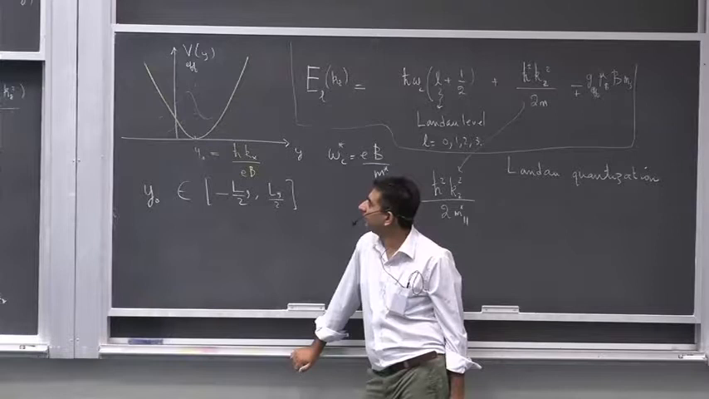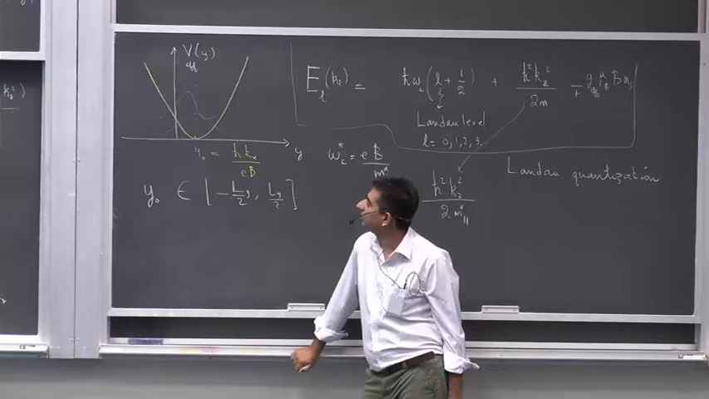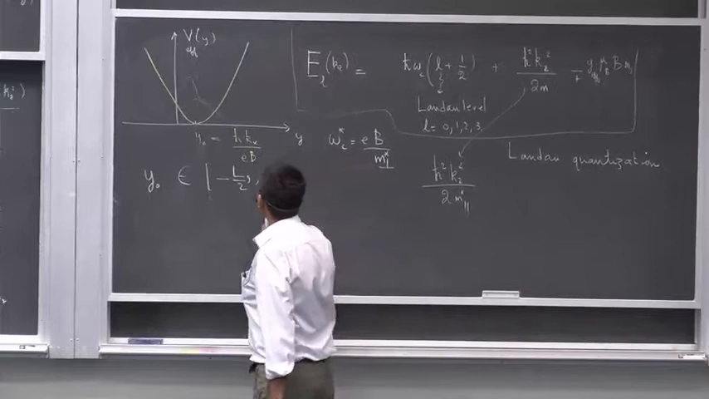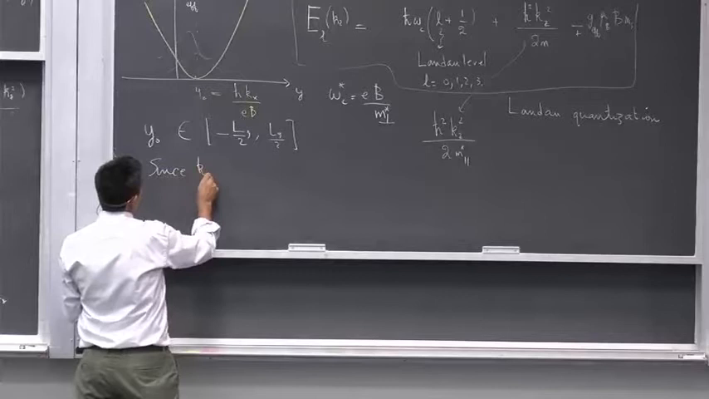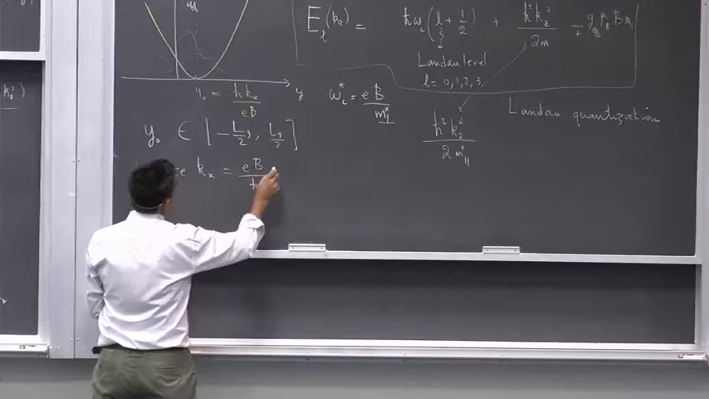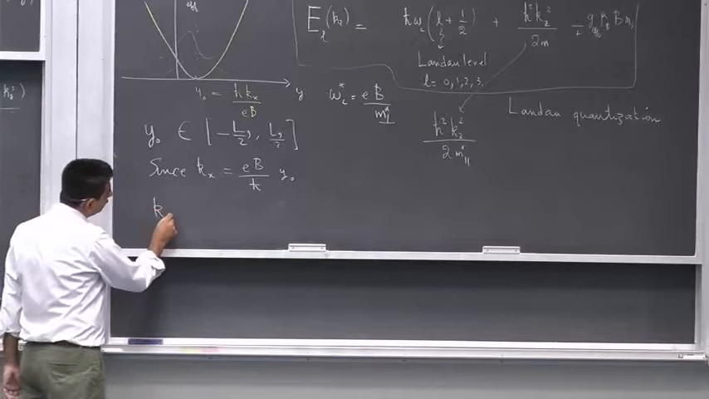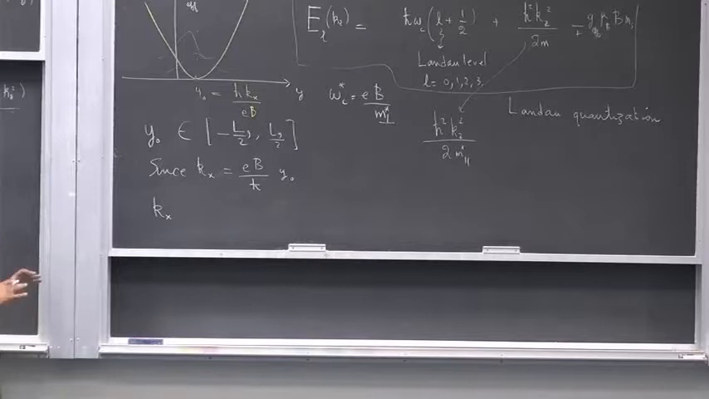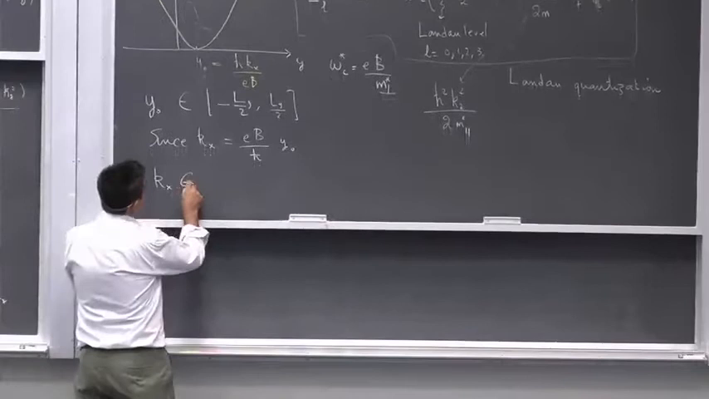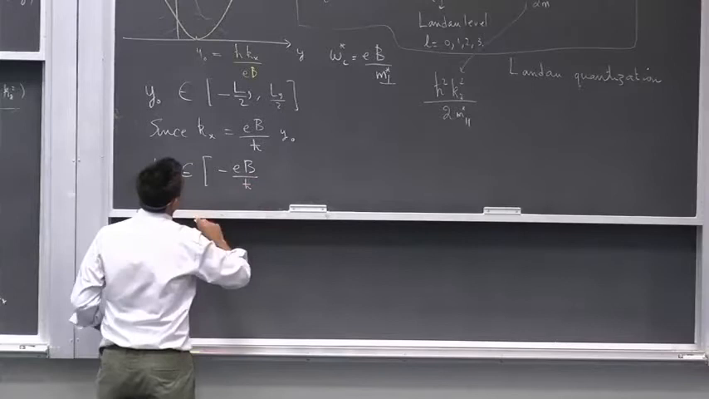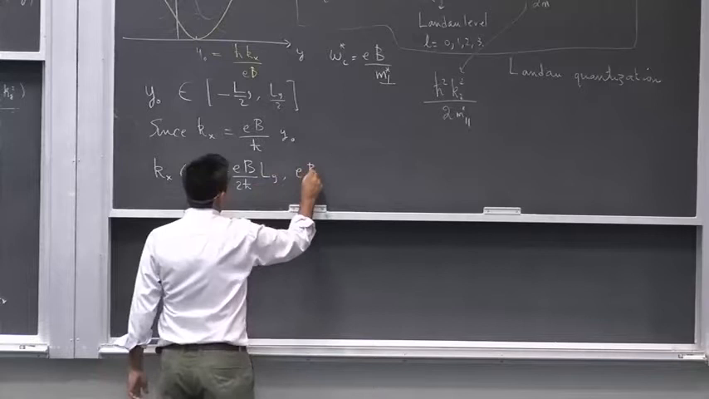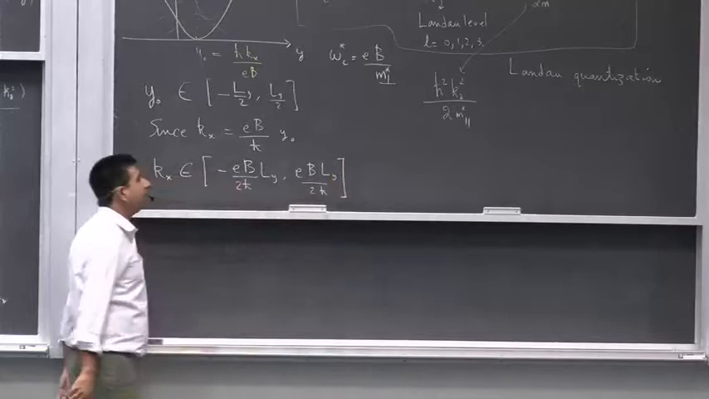Now this puts a certain constraint on kx. We know that kx equals eB over h bar times y naught. The values of kx are now bound. There is a certain upper bound on the value of kx, and the allowed values lie between minus eB Ly over 2 h bar and plus eB Ly over 2 h bar. So kx is constrained to lie within these values.